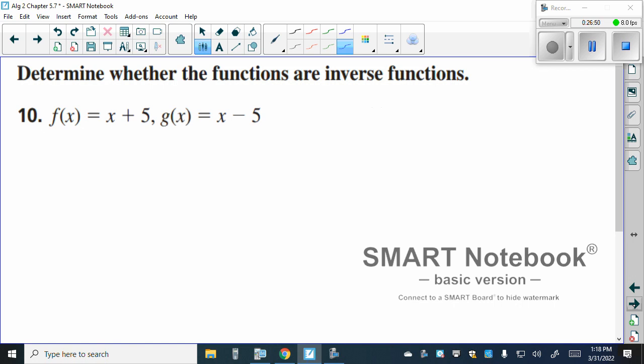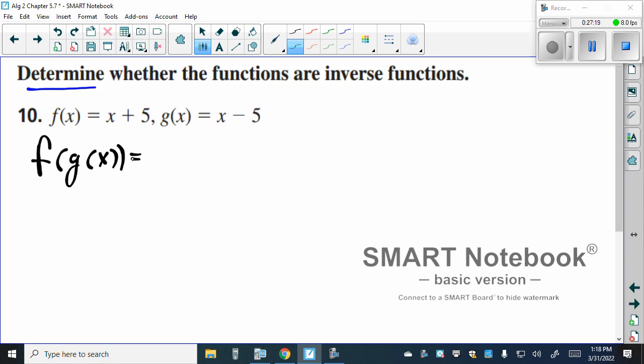Now, do we know for sure that these two are going to be inverses? Well, no, they changed their wording from verify to determine. Determine means it could be or it couldn't. We just need to figure out. So the first one I normally do when I'm trying to figure out if they're inverses is f of g of x. It doesn't matter which one we do first. We could have done g of f of x first. We just need to pick one.